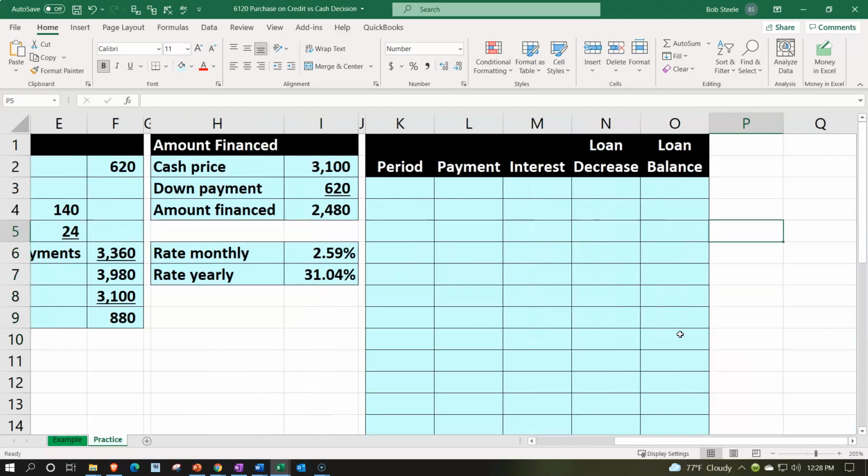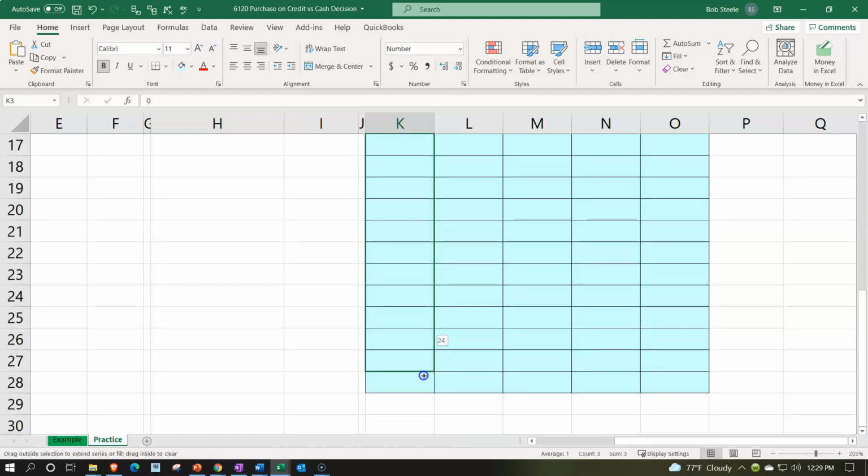Now we can verify that by doing our amortization table over here, the good old amortization table. We'll get to the interest, which should be the same interest of the 880, just to give us our verification in that format. So I'm going to say 0, 1, 2, select those three cells, grab the fill handle, and drag it down till 24 payments.